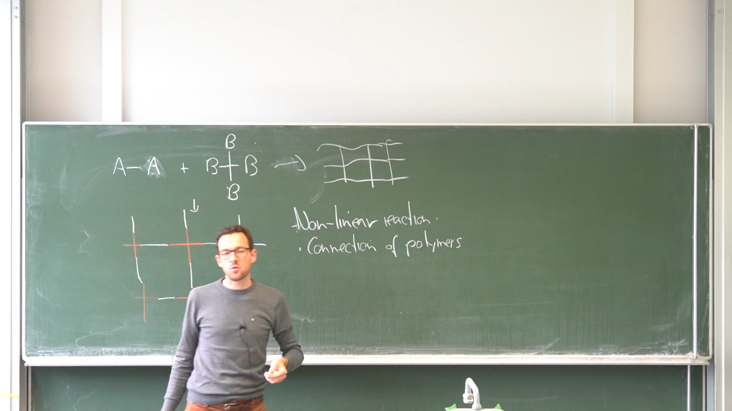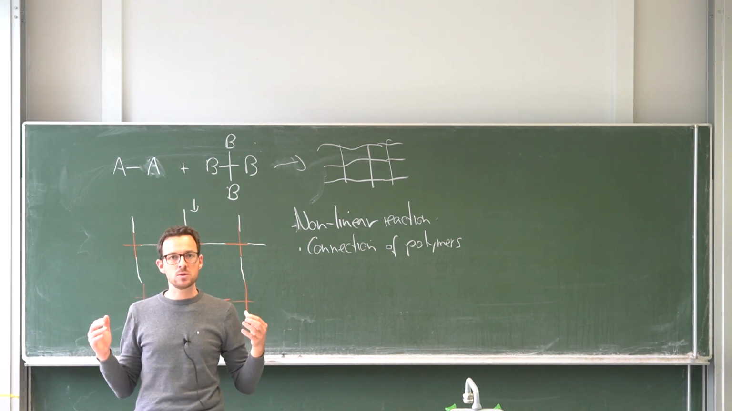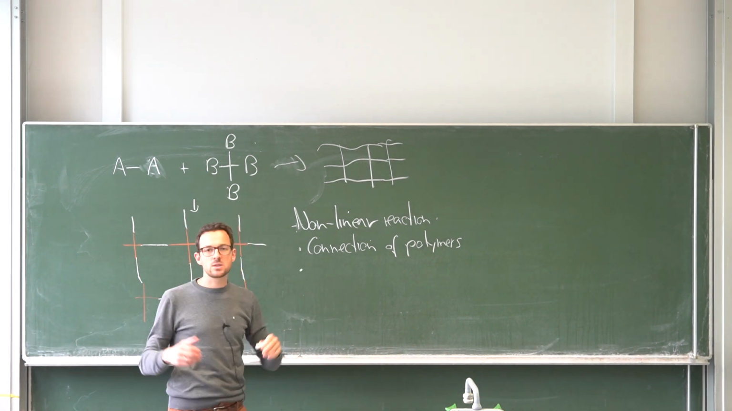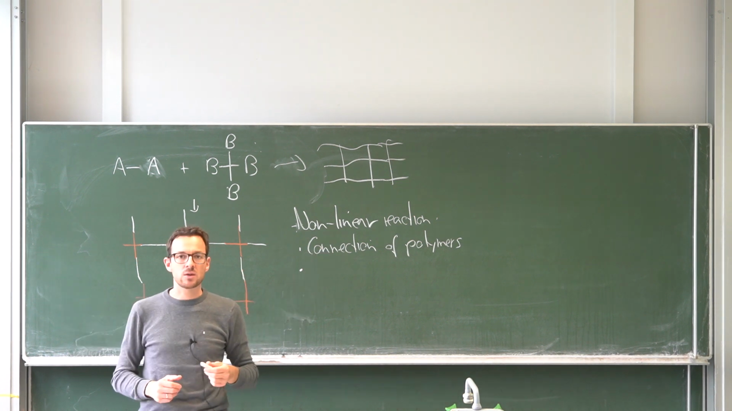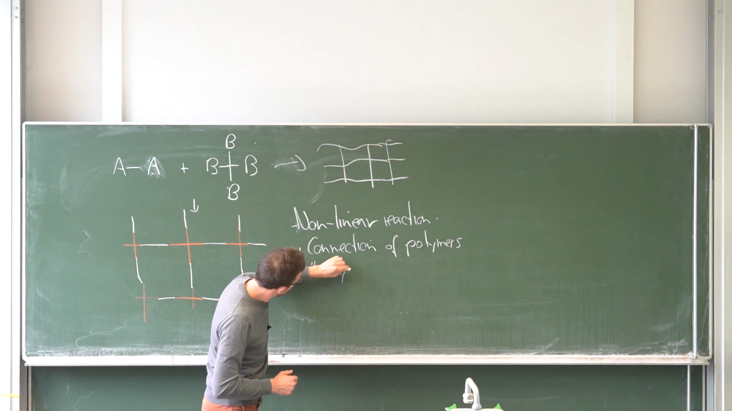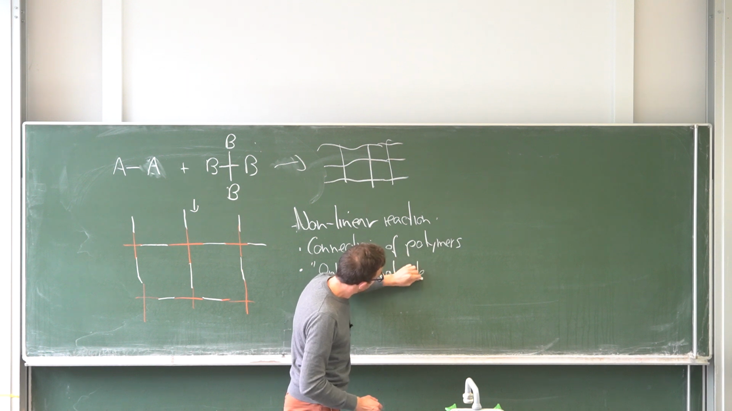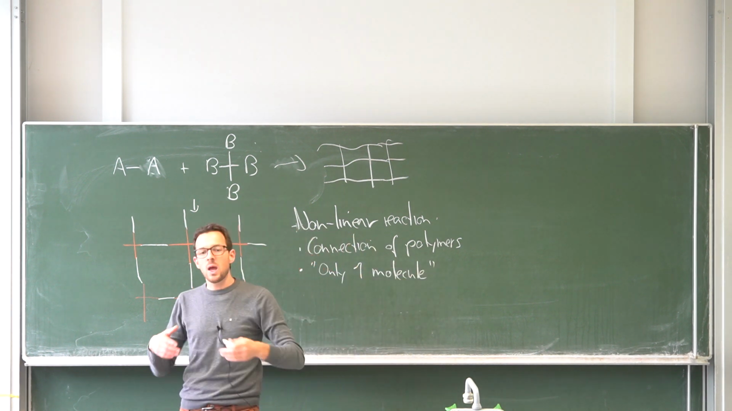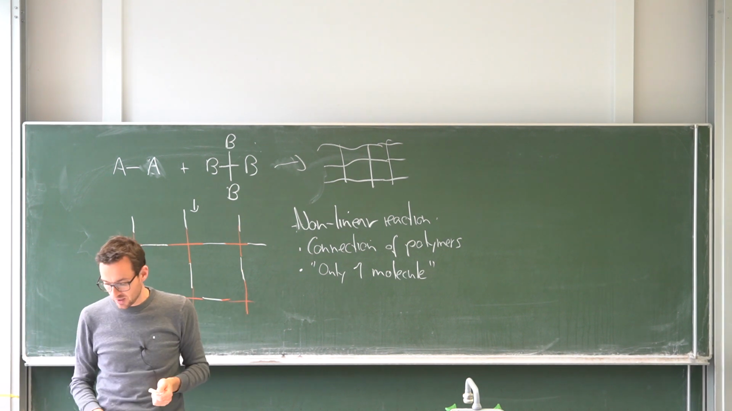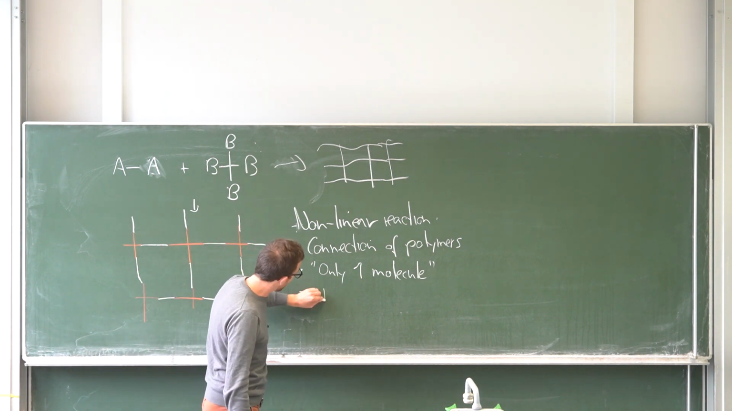So essentially, if the reaction is run to completion, what we have in our reaction mixture is one single huge molecule that contains all the monomers that we had in our solution. So we have only one molecule, if we define a molecule as a chemical species that is covalently bonded to other chemical species. And what this means is that we have a polymer network.